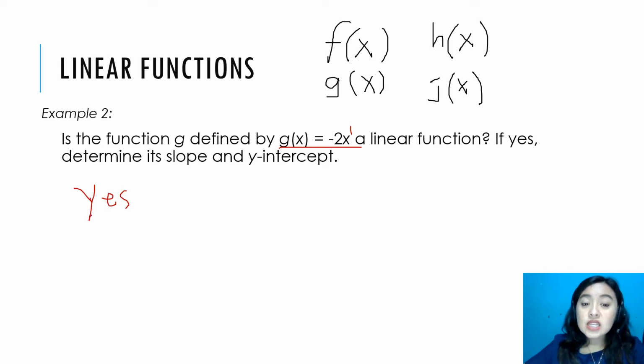Nya, if yes, let's determine the slope and the y-intercept. So, pila may value sa tong slope dira or value sa ato ang m? Obviously, the value of m is negative 2. For our b or iyahang y-intercept, walang tayo makita dira na y-intercept. So, iyahang value is 0. So, I hope nasabtan na siya.